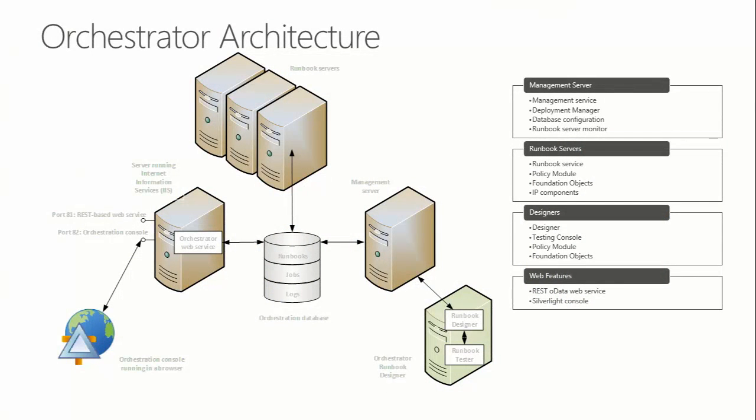I won't spend too much time, but I'd like to just show the architecture to give you a view of how Orchestrator looks when you actually deploy it in your environment. We have basically a management server similar to other System Center components, and this really is where you'll import all of your runbooks and store everything that goes into the database. We have that web console capability, so we have a web service with a console there that you, as an operator, can go and manage all of your runbooks.